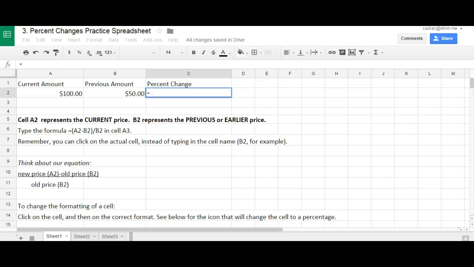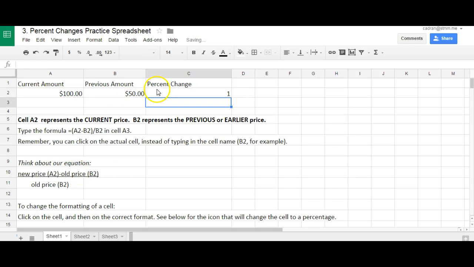Always begin formulas with an equal sign. This tells Google or any spreadsheet you're using that a formula will be put into place next. Then I type a parenthesis and I'm going to click on cell A2. Now I'm going to minus the previous amount, or subtract it, close my parenthesis, and divide using the slash key by the previous amount. This represents our equation of new price minus old price over old price.